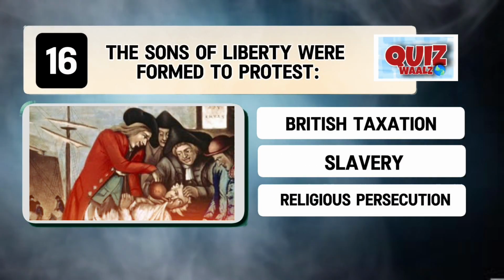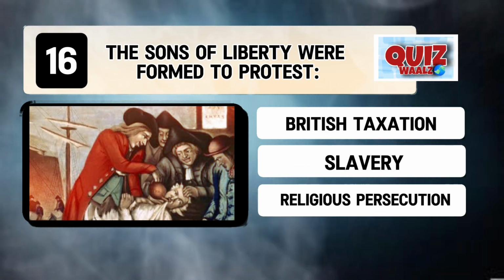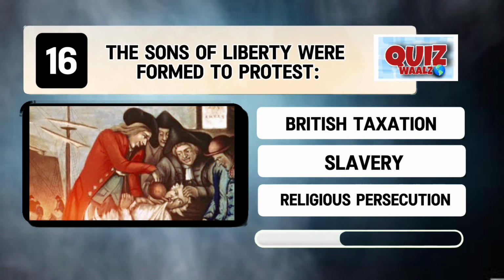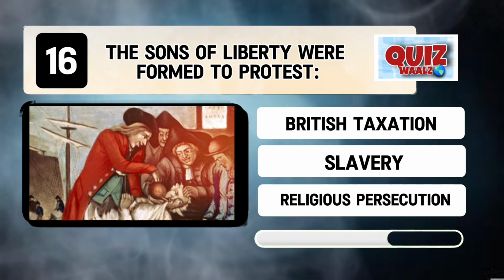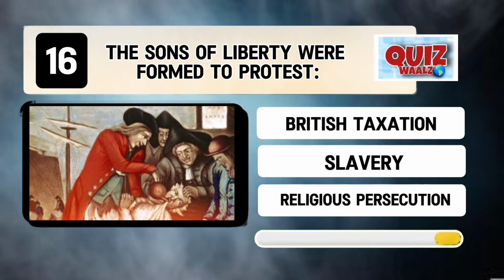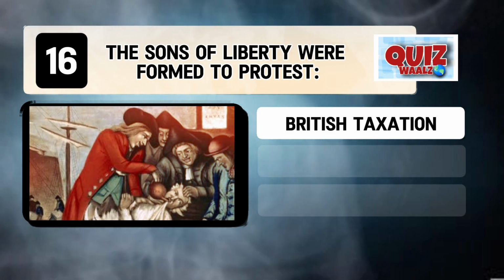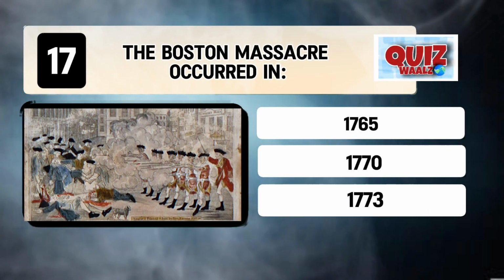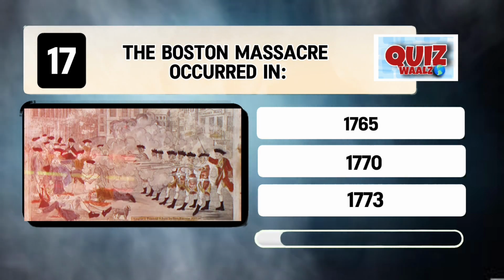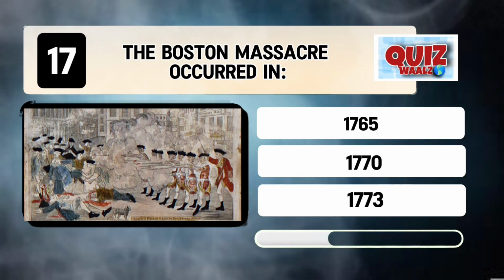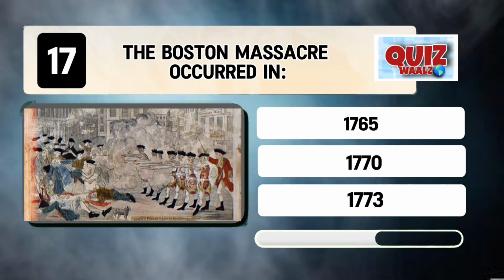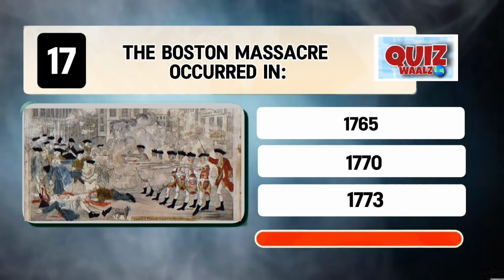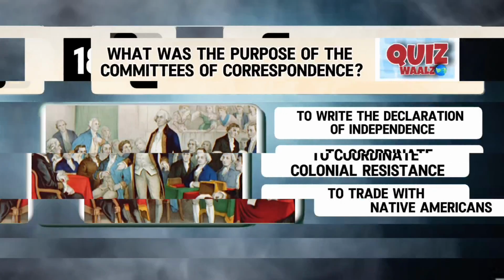Question 16. The Sons of Liberty were formed to protest A. British taxation, B. Slavery, C. Religious persecution. You're correct. The answer is British taxation. Question 17. The Boston Massacre occurred in A. 1765, B. 1770, C. 1773. The answer is 1770.